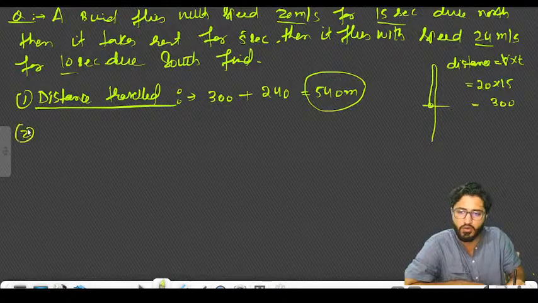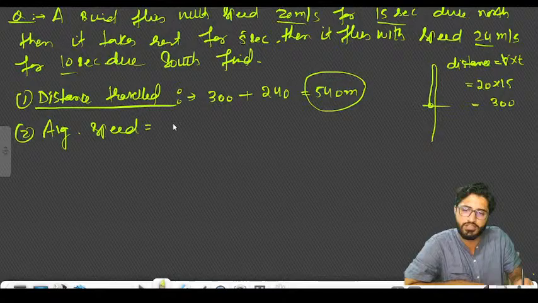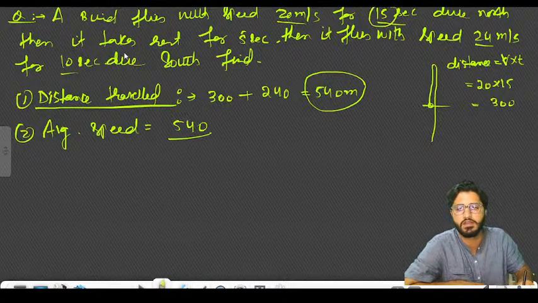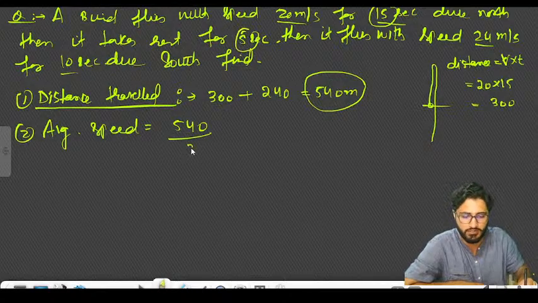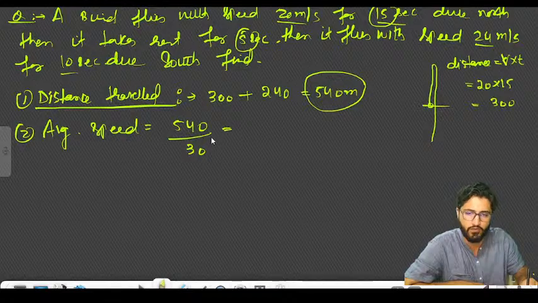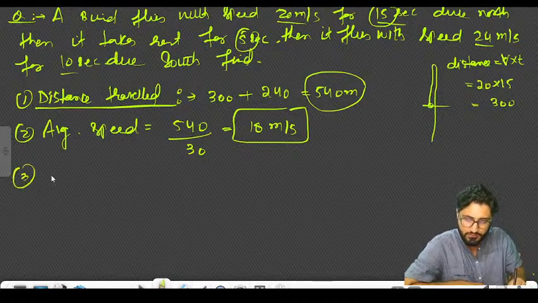If somebody will ask you how to find average speed, it is distance 540 divided by time. Timing is 15 seconds. Then we are having 5 seconds. 15 plus 5 is 20. 20 plus 10 is 30. It is 30. 540 by 30. It is 18 meter per second. Third part. Displacement.